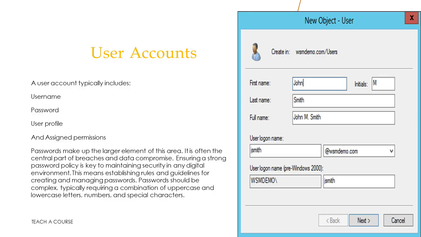Every interaction with a computer system starts with a user account. A user account is a unique identifier for an individual allowing access to the system. A user account usually includes a username, password, a user profile, and assigned permissions. Passwords make up the larger element of this area. It is often the central part of breaches and data compromise. Ensuring a strong password policy is key to maintaining security in any digital environment.